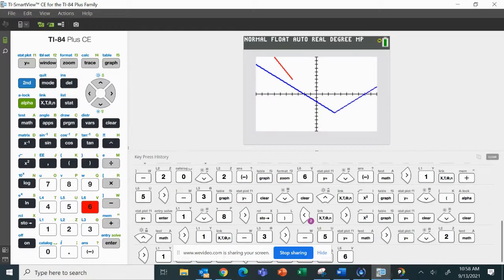So you go ahead and hit graph. If yours did not graph it correctly, or if your window's all messed up, you can hit Zoom 6 to fix it. If you have an error, tell me right away so I can help you fix it rather than 10 minutes later. Tell me right away.